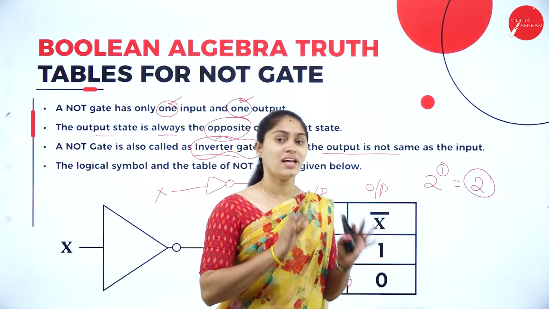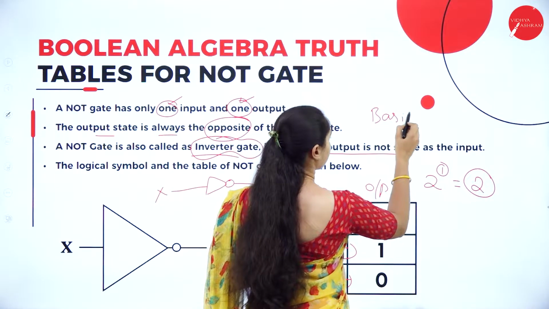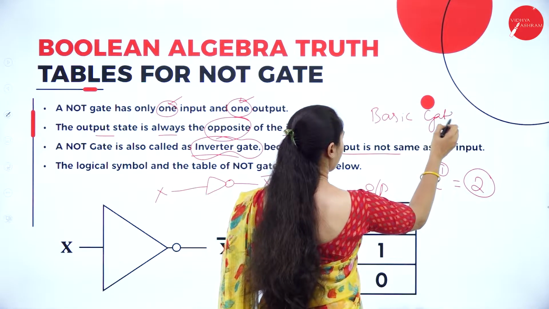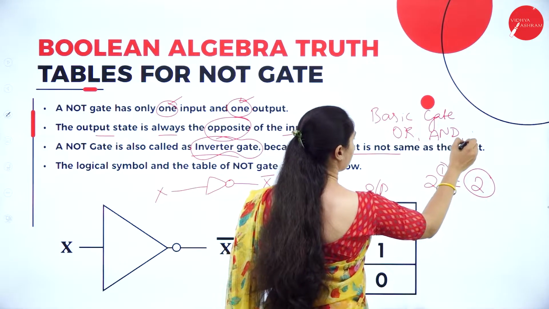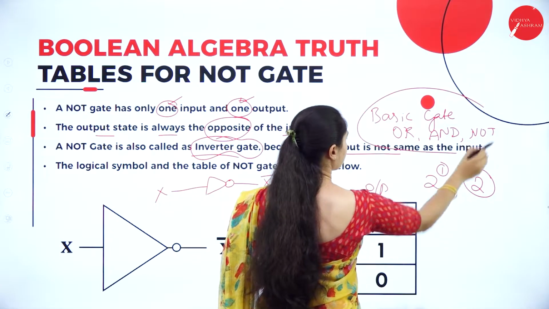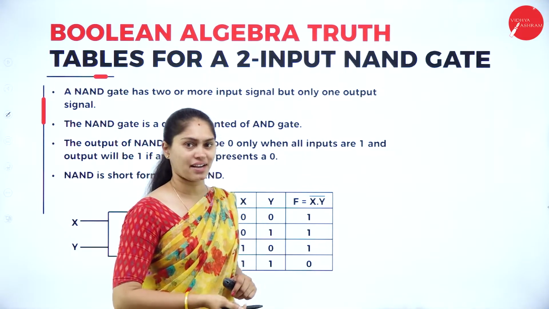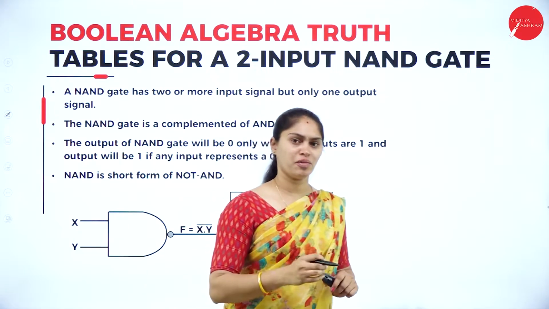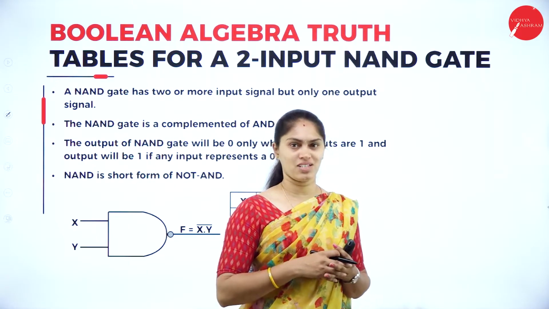So these are all what? Basic gates. In the basic gates we have AND, OR, and then NOT. Okay, so these three come under basic gates. Next we'll see about the universal gates. Why? Because by making use of basic gates, we can create some more gates. That is what? Universal gates.